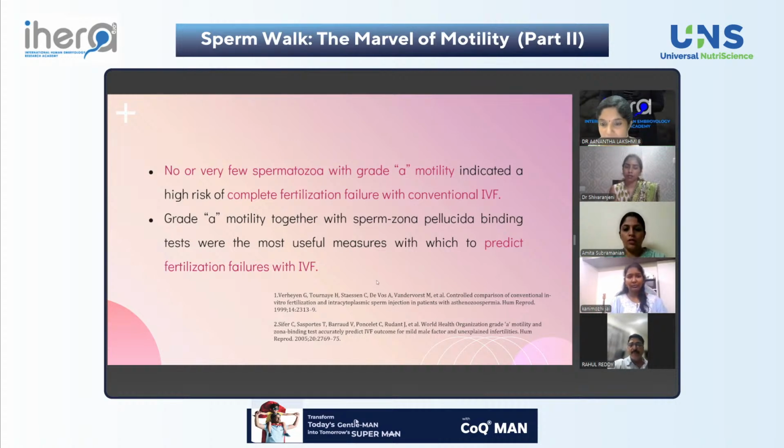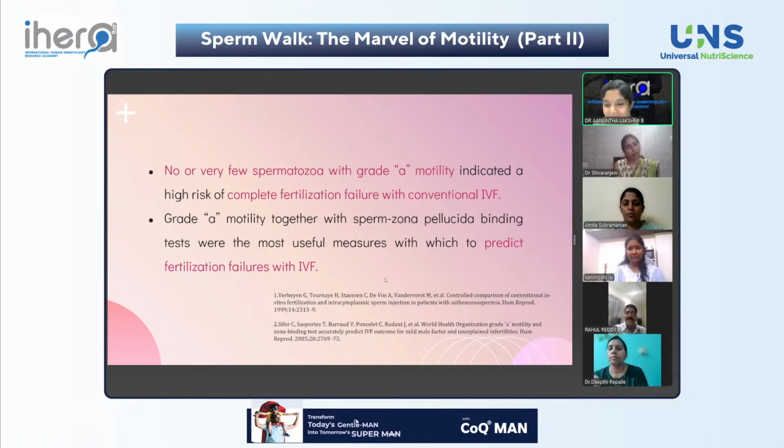Ananta, can I ask one question to Dr. Rahul? Yes, sir. So, Dr. Rahul, as you mentioned the motility 20% or 30% criteria, does it matter when age is a factor? Does it matter?